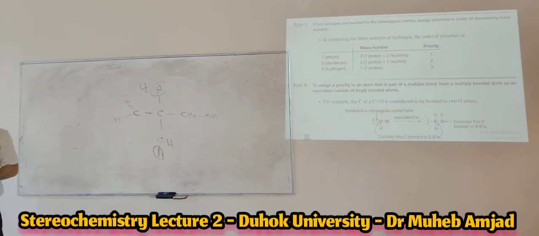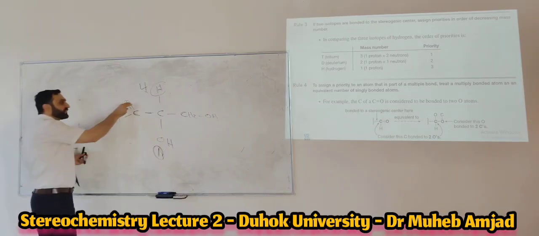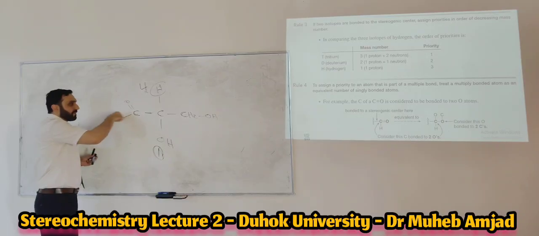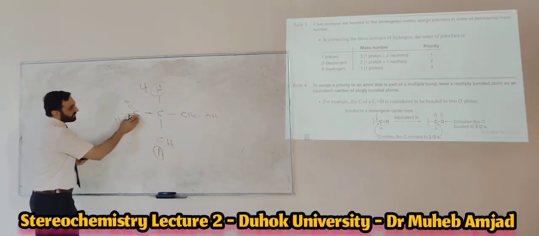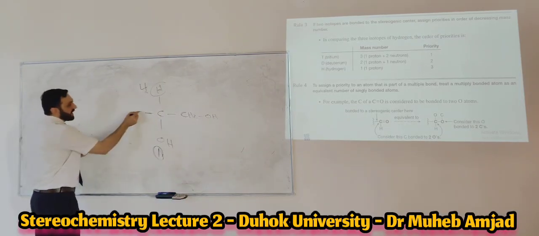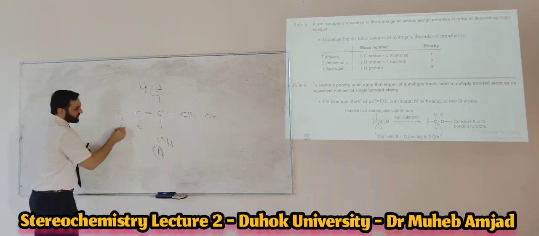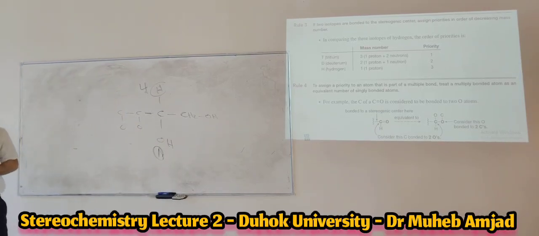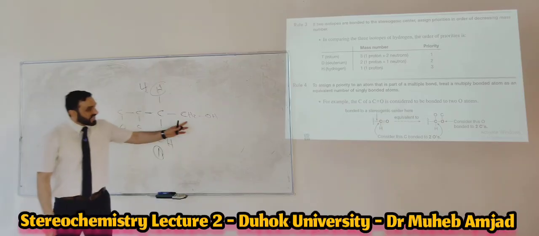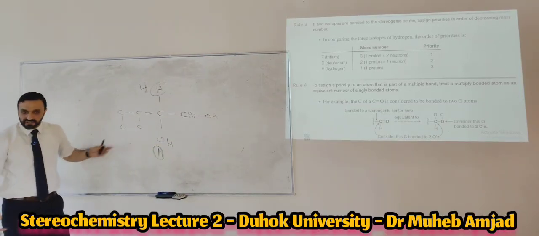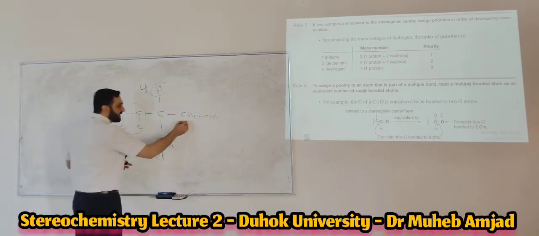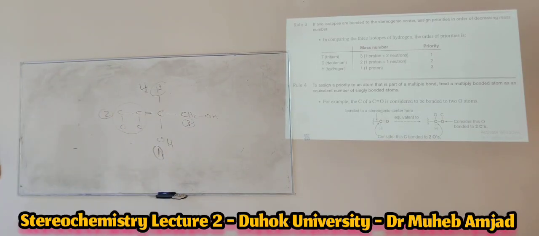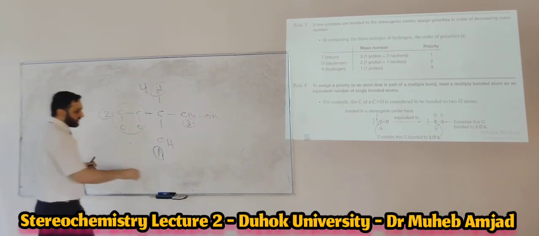What we have to do here: if you look and find a double bond or a triple bond, if you have a double bond, multiply by 2. What does multiply by 2 mean? This group multiplied by 2 will be like this: 2 carbons and 2 oxygens. Which is the higher priority: just carbon and 1 oxygen, or 2 carbons and 2 oxygens? Yes, 2 carbons and 2 oxygens. That means this will be number 2, and this will be number 3. If you have a triple bond, the same.